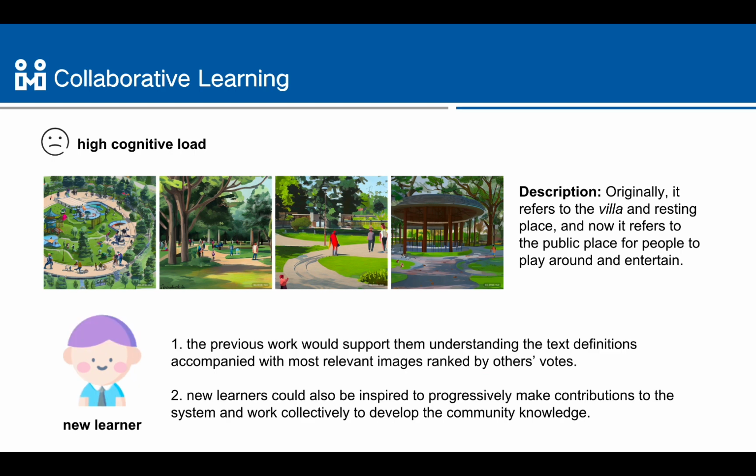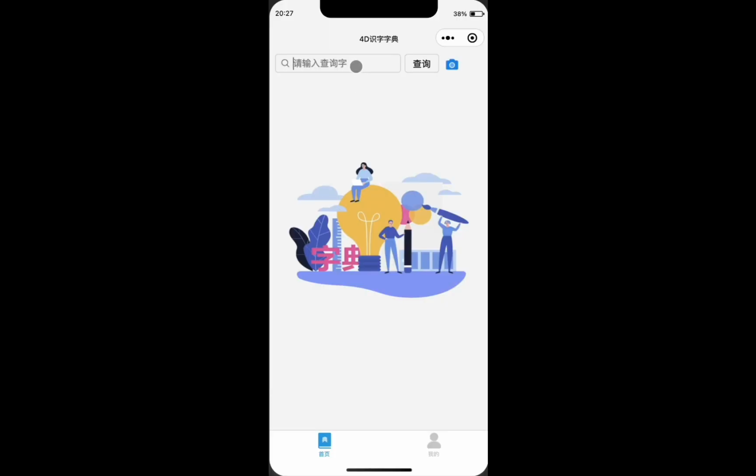When new learners search the same character, the previous work would support them in understanding the text definitions accompanied with most relevant images ranked by others' votes. Meanwhile, new learners could also be inspired to progressively make contributions to the system and work collectively to develop the community knowledge. Here's the user interface of the system.